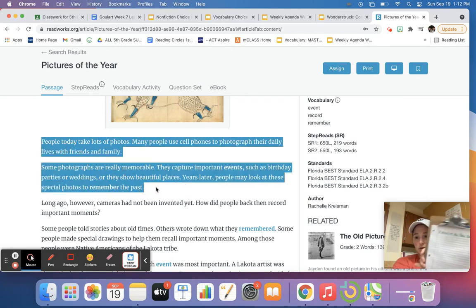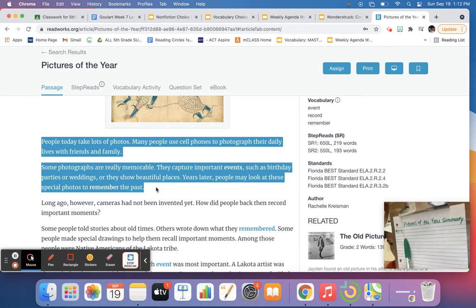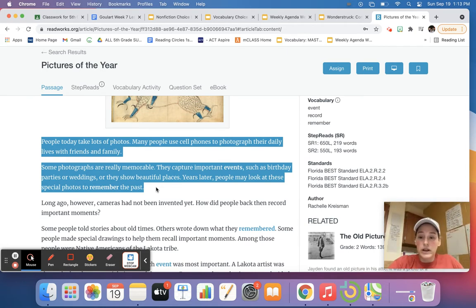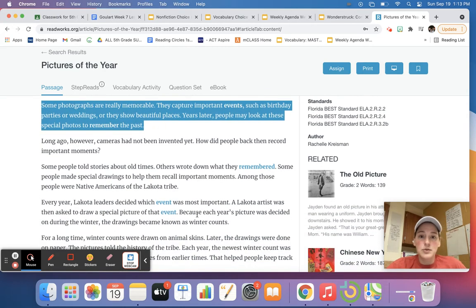So on the side margin of my page, I'm going to draw my 9 with a line 1-2. That means paragraph 1 through 2. I'm going to read it, stop, summarize it. People today take lots of photos. Many people use cell phones to photograph their daily lives with friends and family. Some photographs are really memorable. They capture important events such as birthday parties, or weddings, or they show beautiful places. Years later, people may look at these special photos to remember the past.